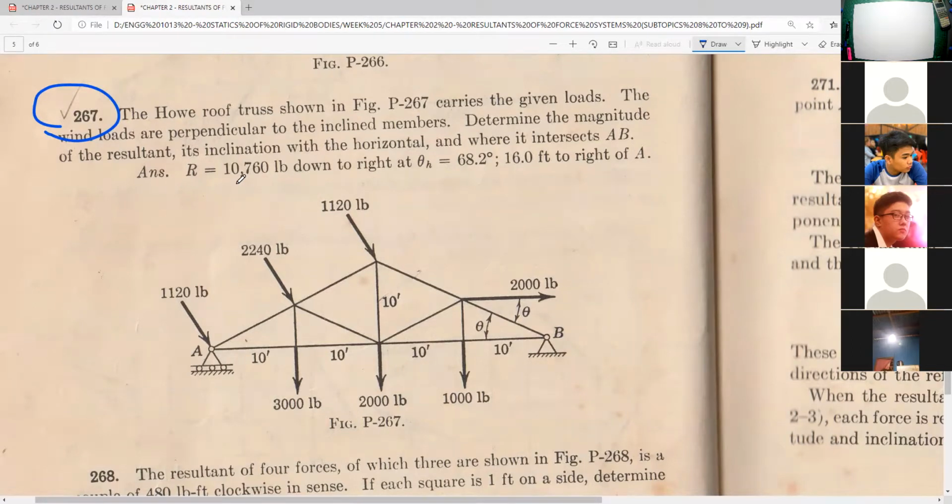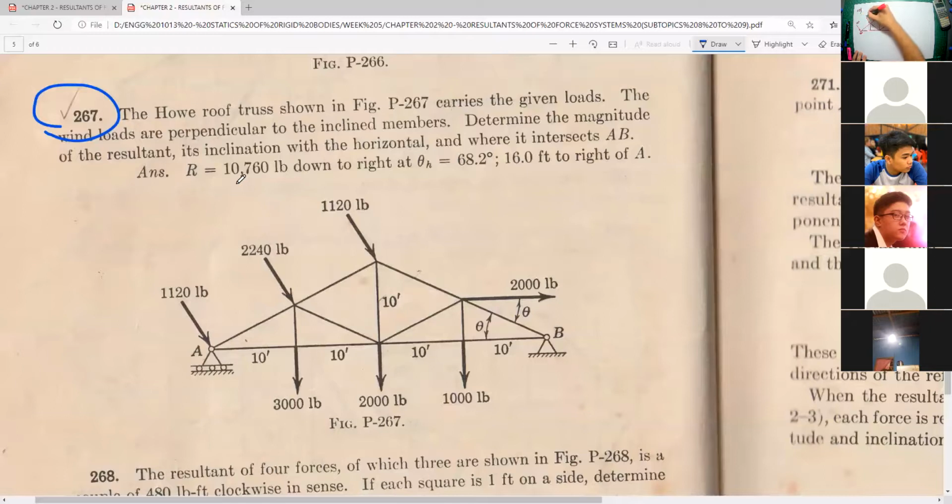Okay, so on problem 267, there's a truss. Okay, it's a full truss now. It's not a cantilever truss. It is supported by two supports. May mga loading.